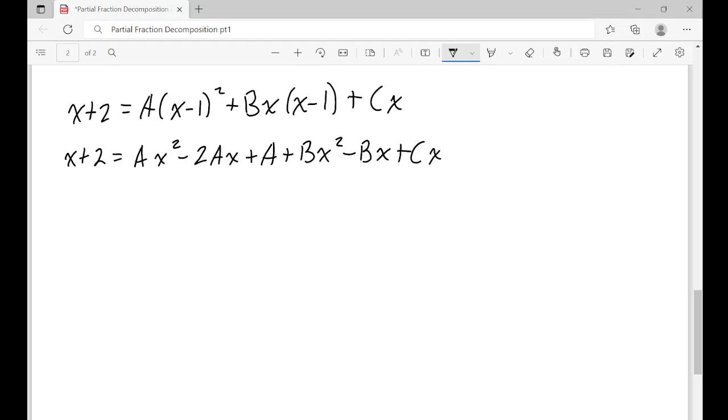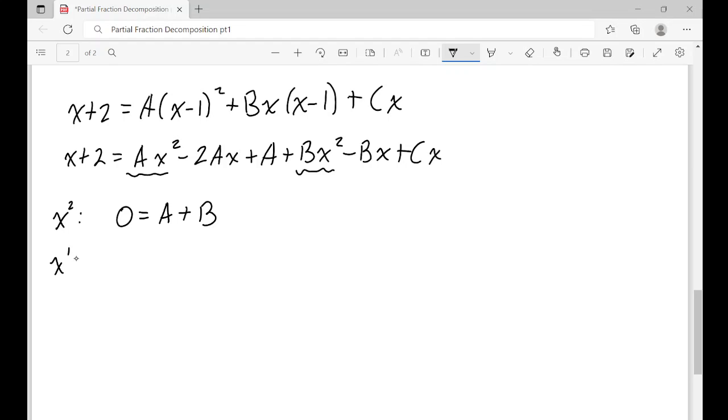And here is where we start equating coefficients. The highest exponent is a 2, so x squared. So what are the coefficients of x squared? On the left side, there are none, so we say it's 0. And on the right side, we have A and B, so A plus B, just their coefficients. And I like to underline to make sure I've already accounted for them.